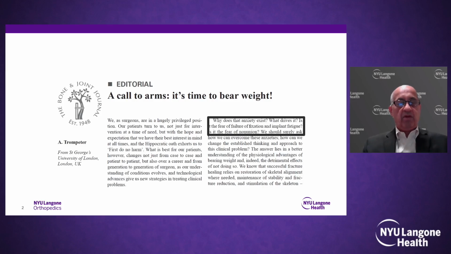Now, weight bearing after ankle fractures is kind of sort of controversial, and a lot of people don't want people to weight bear. And I think I like this editorial that was published a couple of years ago by Alex Trumpeter from England. And essentially, he's asking the question, why do we not let people weight bear? What are we afraid of? Are we afraid of failure? Are we afraid of non-union? Are we afraid of implant failing? And the question is, what is the reason?